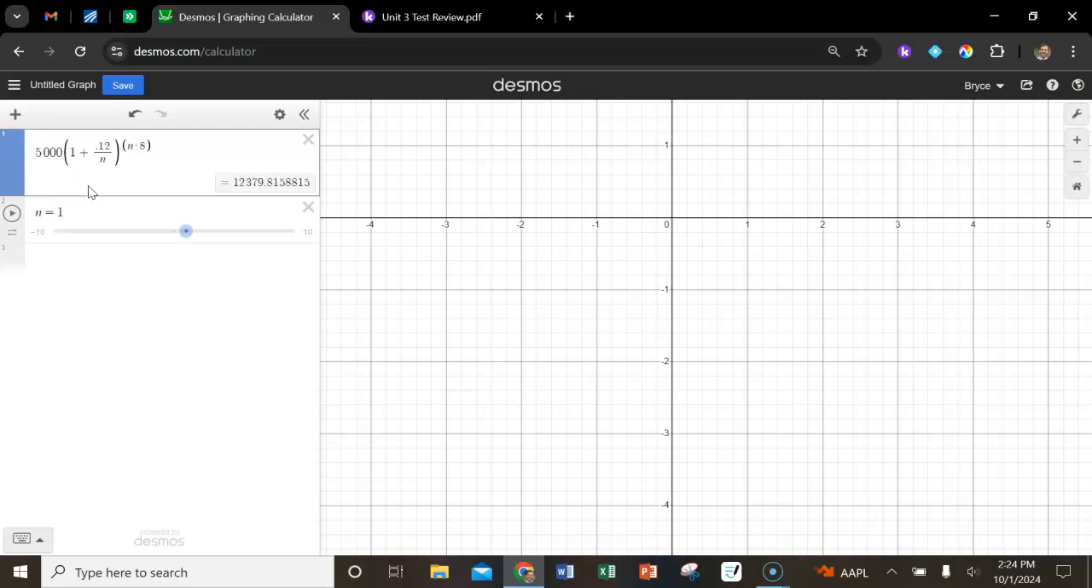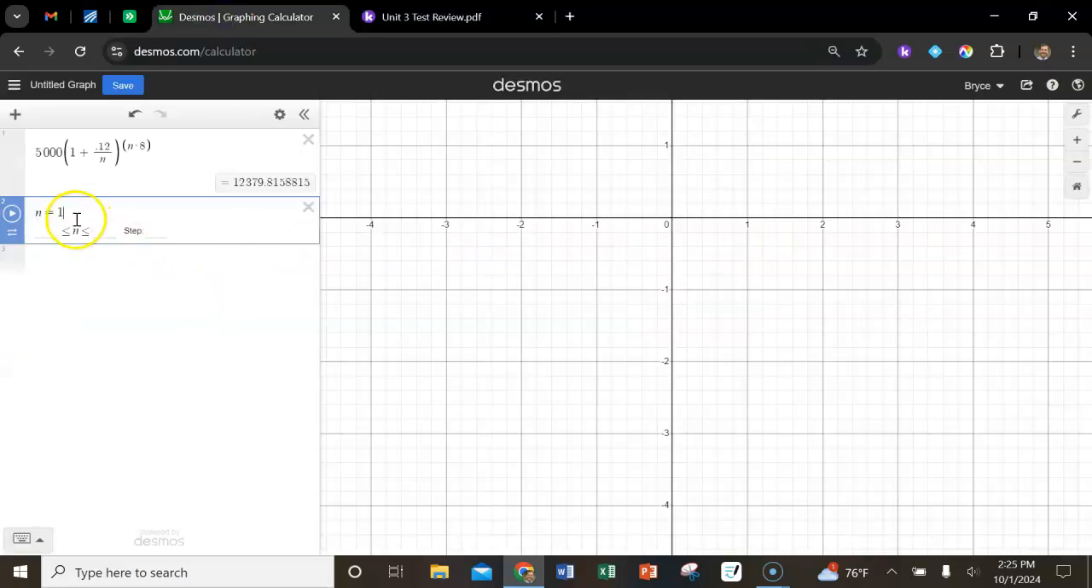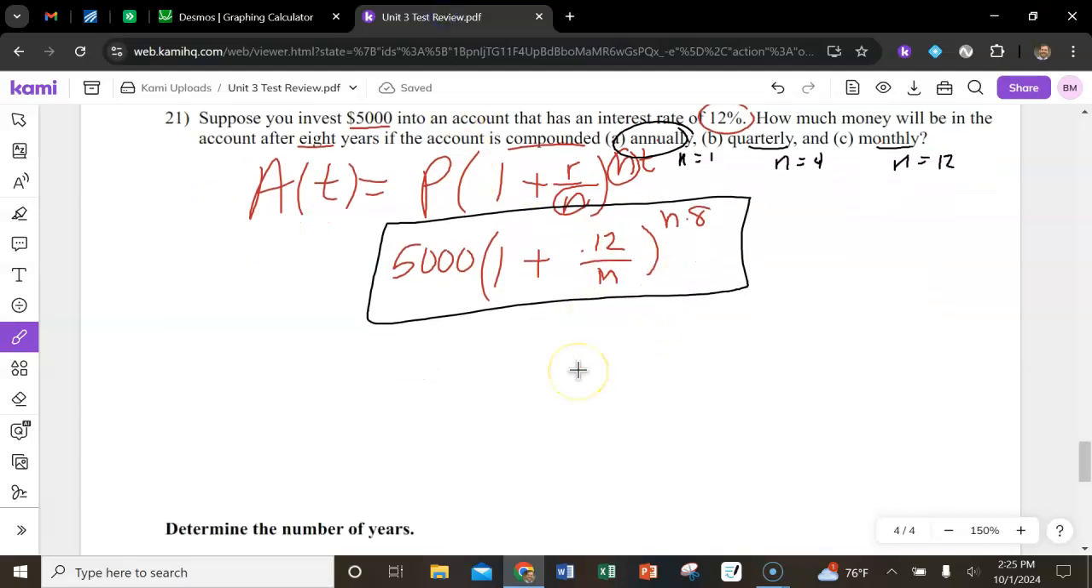If I just do this add slider n, it's going to allow me here to just change the value of n. So if n is 1, this is what I get, $12,379.82. That would be the answer to part A, because if it's compounded annually, that means that it's compounded once per year. So that would be n equals 1, quarterly would be n equals 4, and monthly would be n equals 12. And in Desmos, I can just go in and change that 1 to a 4 or a 12 or whatever I want that number to be, and it's going to update my answer as I do that. You don't have to do it that way. It's probably just the quickest way to get those.